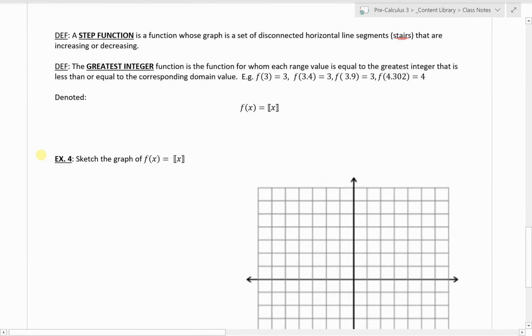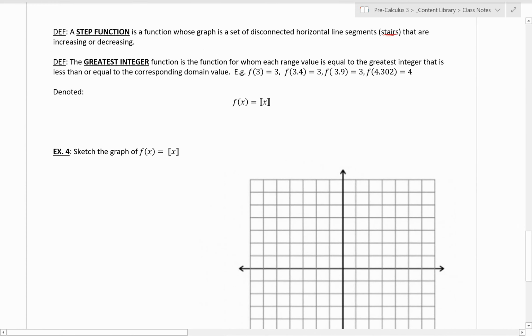We're going to look at another specific mathematical example of a step function called the greatest integer function. The greatest integer function is the function for whom each range value is equal to the greatest integer that is less than or equal to the corresponding domain value. So for example, f of 3 is 3 because the greatest integer that is less than or equal to 3 is 3. The greatest integer that's less than or equal to 3.4 is also 3.